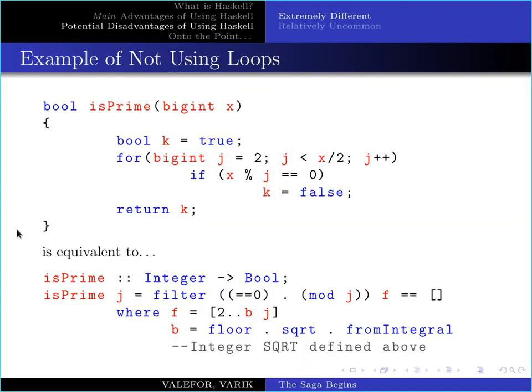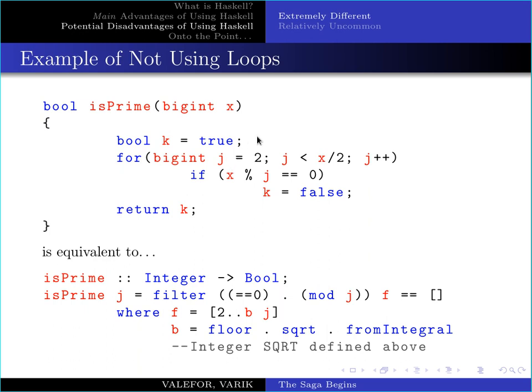This up here is a C++ program where we define a type bigint, which is equivalent to Integer in Haskell, an integer of unbounded size. Anyway, in the C++ version of this program, which is a fairly poor primality test, we just check to see if any number between... actually these are equivalent, I apologize for that. Anyway, instead of being divided by 2, this should be an integer square root function.